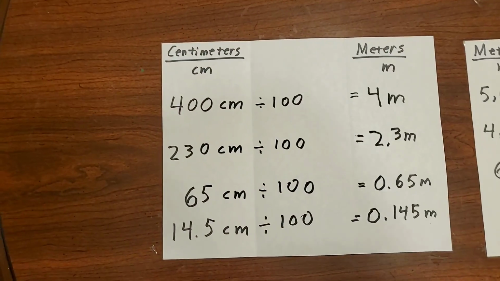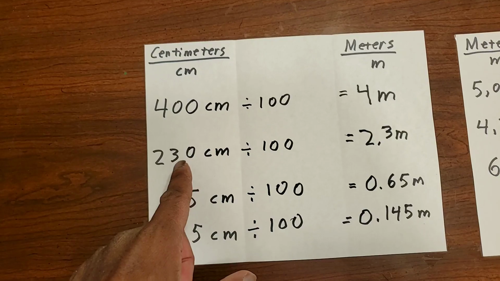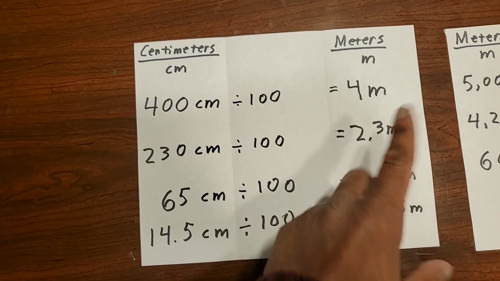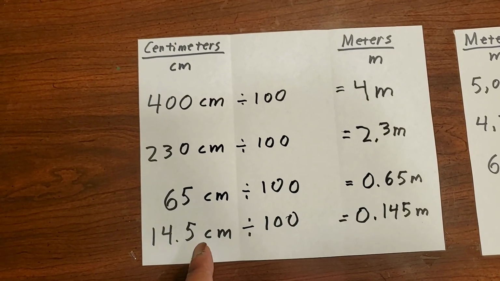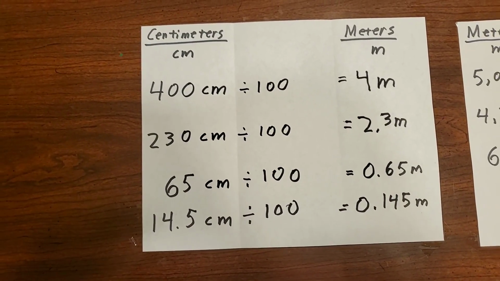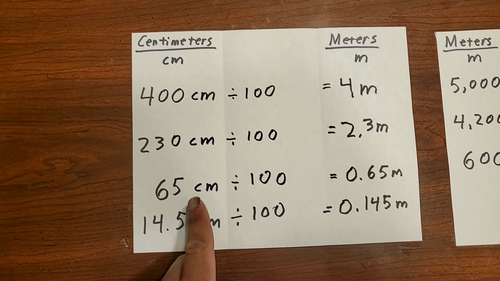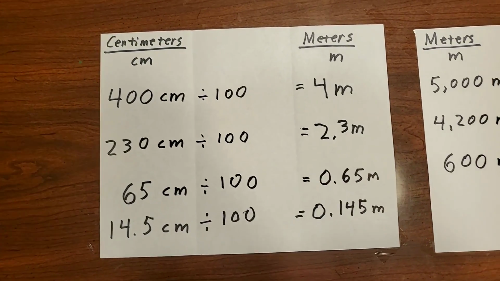So 400 centimeters is also the same as 4 meters. 230 centimeters is the same as 2.3 meters. 65 centimeters is the same as 0.65 meters. And 14.5 centimeters is the same as 0.145 meters. So everybody see what we just did? We took these smaller units and we converted them over into a larger unit.